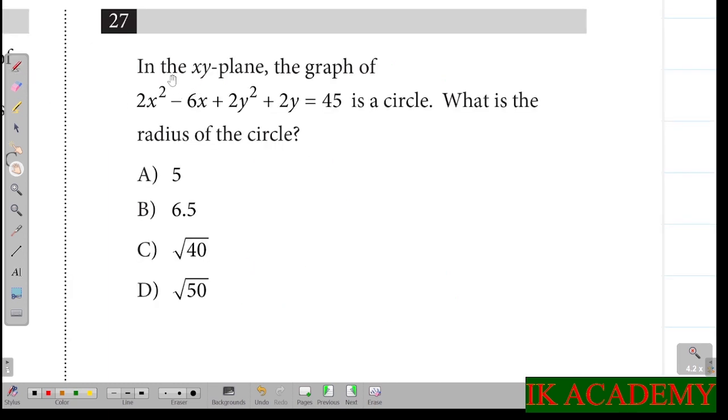Question number 27 says, in the xy plane, the graph of 2x square minus 6x plus 2y square plus 2y is equal to 45 is a circle. What is the radius of the circle?